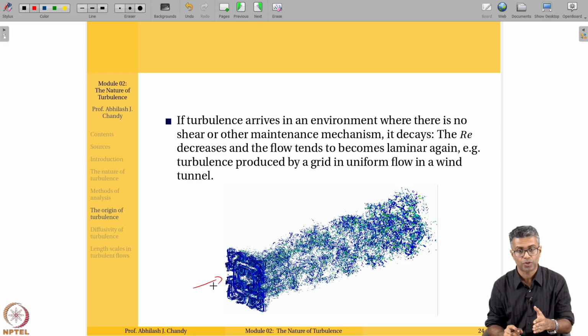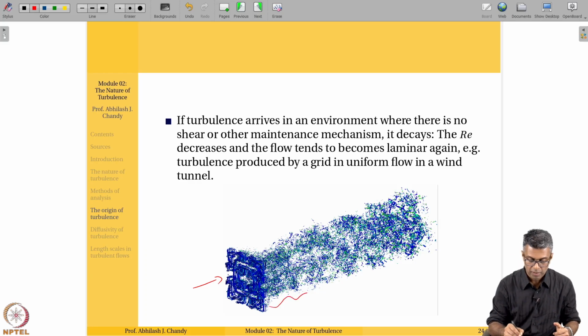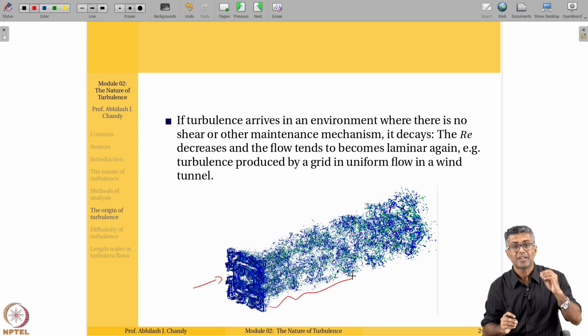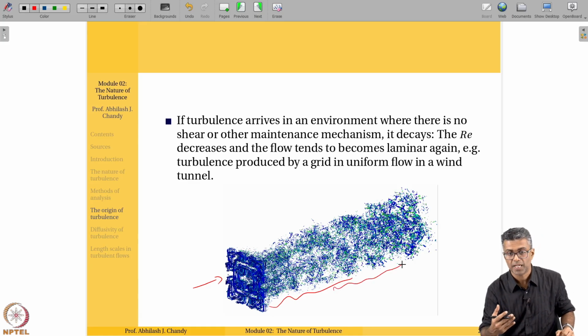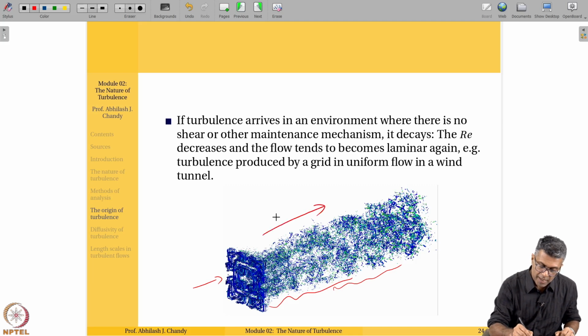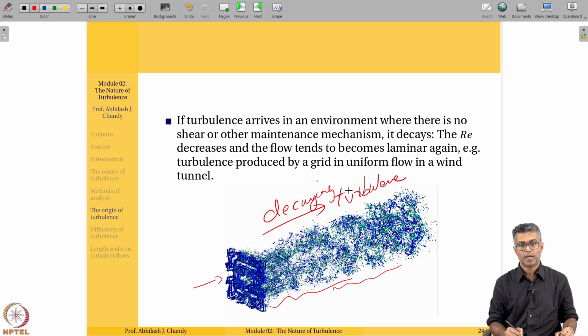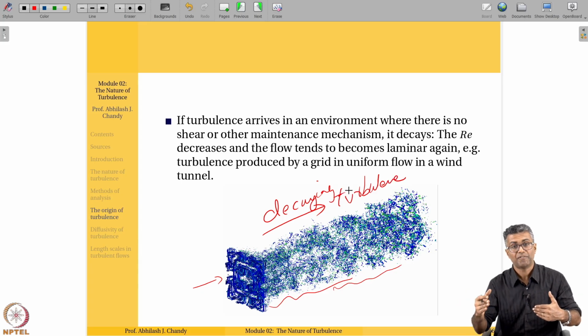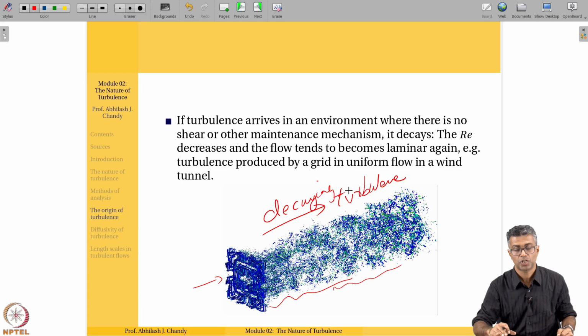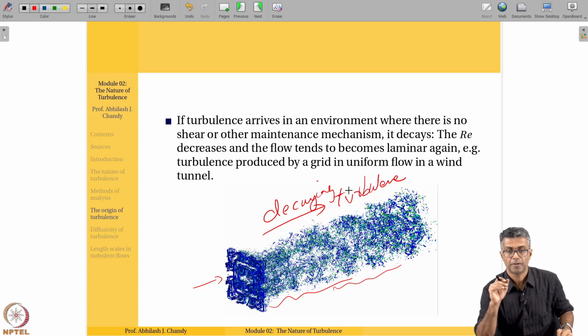You have an actual metal mesh here through which flow is going through at high Reynolds numbers. And as the flow is going through, the flow becomes turbulent here, but there is no mechanism that keeps up the shear or the buoyancy as it is going through. So eventually the turbulence is going to decay. So what we have is a decaying turbulence here. The turbulence is decaying as I'm going from front to back. I have decaying turbulence here, and the flow eventually just becomes laminar towards the end.